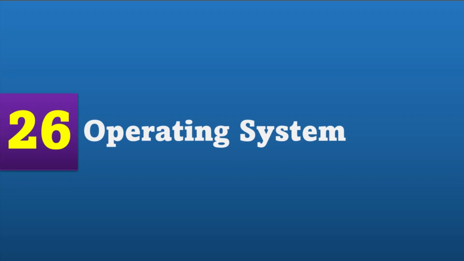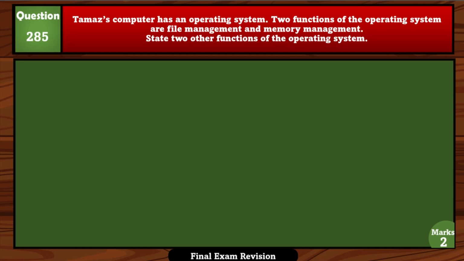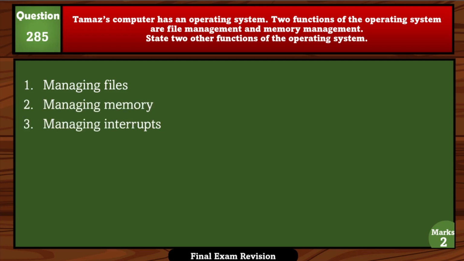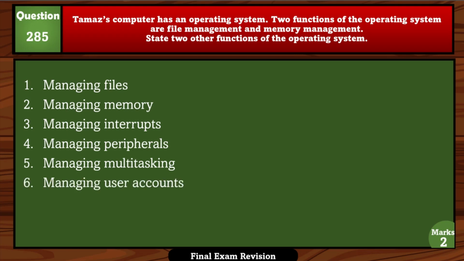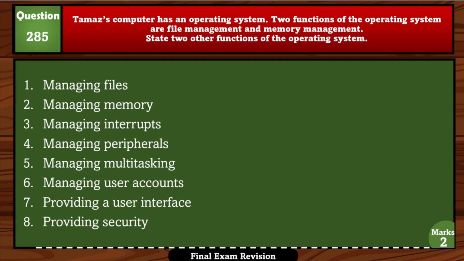Topic 26. Operating system. Question 285. A computer has an operating system. Two functions of the operating system are file management and memory management. State two other functions of the operating system. So managing files, managing memory, managing interrupts, managing peripherals, managing multitasking, managing user accounts, providing a user interface, and providing security.